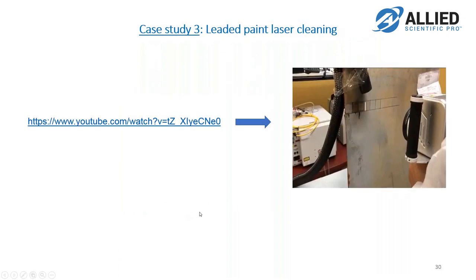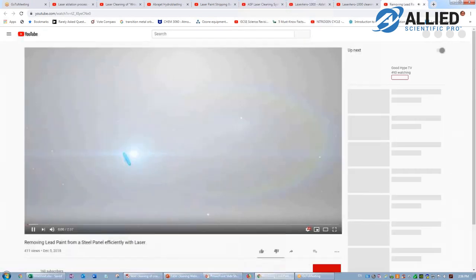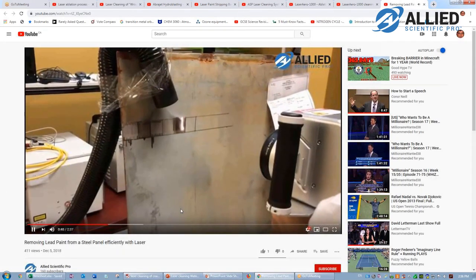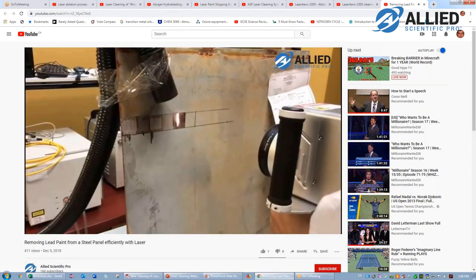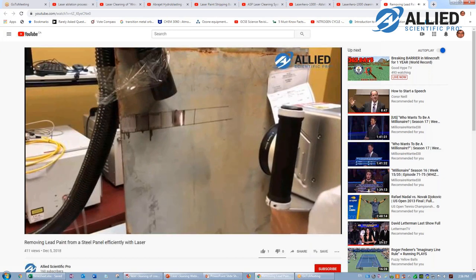Sorry. Here is the leaded paint laser cleaning. For lead, you have to be very careful because the room has to be equipped with proper filters and suction pumps to remove all the particulate lead, because you can't breathe that air, which is contaminated with lead. So here is an example of removing leaded paint. This was done at our headquarters.